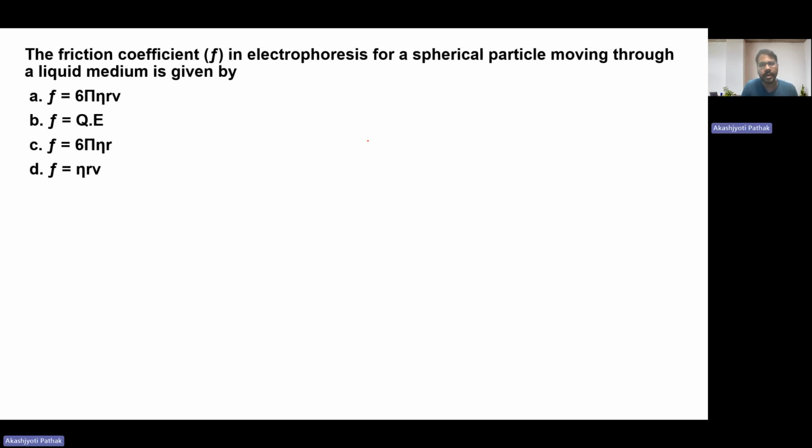So just now we learned about this electrophoretic mobility. The electrophoretic mobility of a particle will depend on what? It will depend on the force exerted by the electric field, which is Q into E. And it will also experience a frictional force which will oppose the mobility of the particle. So your frictional force is given by 6 pi eta RV.